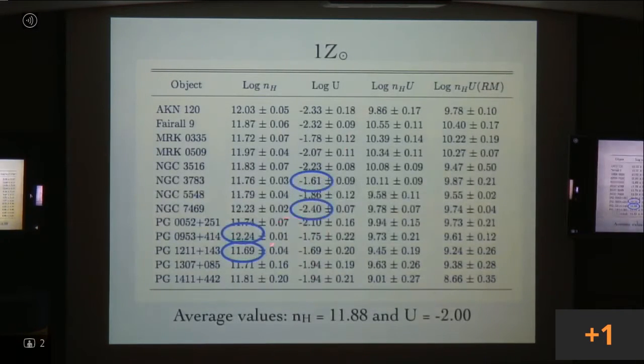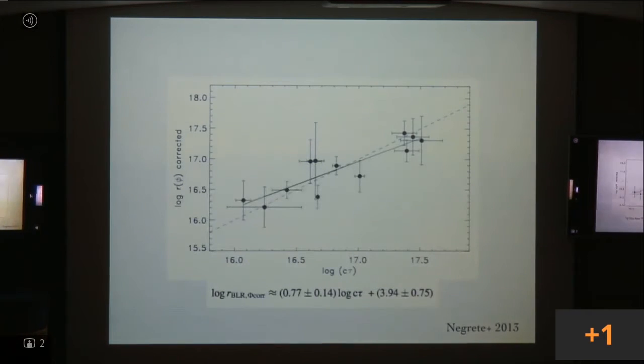For these low redshift quasars, for 1 solar metallicity, the difference of hydrogen density and ionization parameter is larger than for the high redshift quasars. These are the average values for density, 11.88, and for ionization parameter, 2. And here, this is the logarithm of the size of the broad line region versus the logarithm of the reverberation mapping. And here we have that it correlates very well.